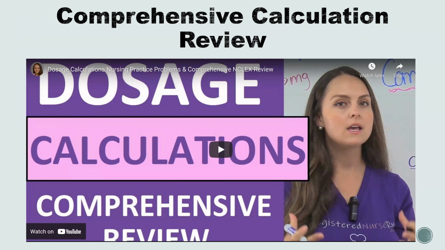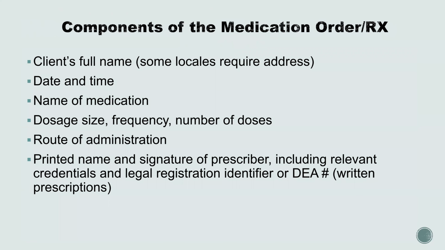And another. All right. So what are the components of the medication order? We started talking about this a little bit in chapter 18, and we'll do a little review here in this chapter as well. You can see a little more information on page 788.